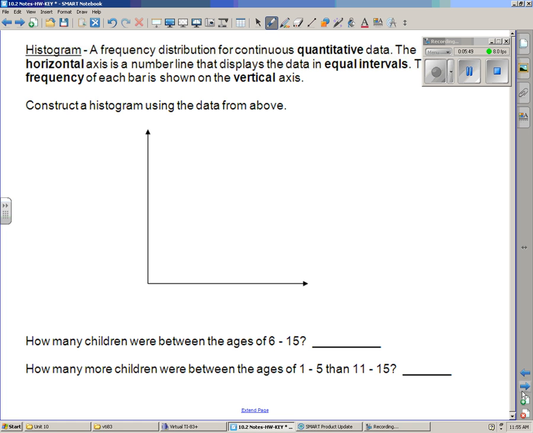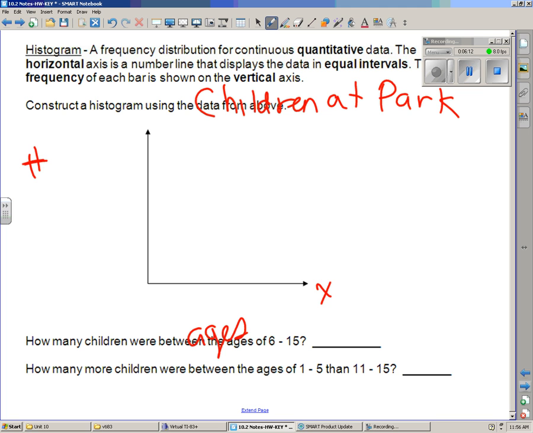So the title of this one maybe would be Children at the park. Well, the x-axis we know is going to be showing, the horizontal axis is going to show the number in equal intervals. So the bottom really is all about the ages of the kids. And then on the left-hand side, it's going to be the number of kids for that age. So that's going to be the number of kids.